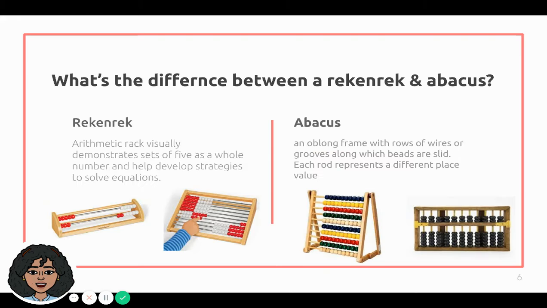You might be thinking this is similar to an abacus. What is the difference? In the abacus, the main focus was place value, whereas the Rekenrek has to do with developing strategies in order to solve equations by visualizing the different quantities, specifically of 5.